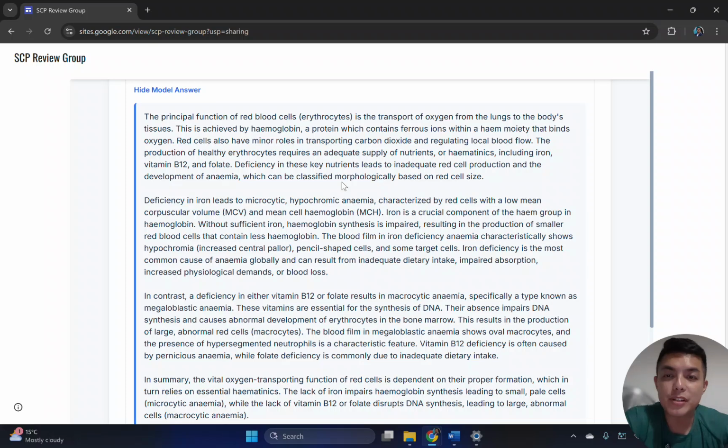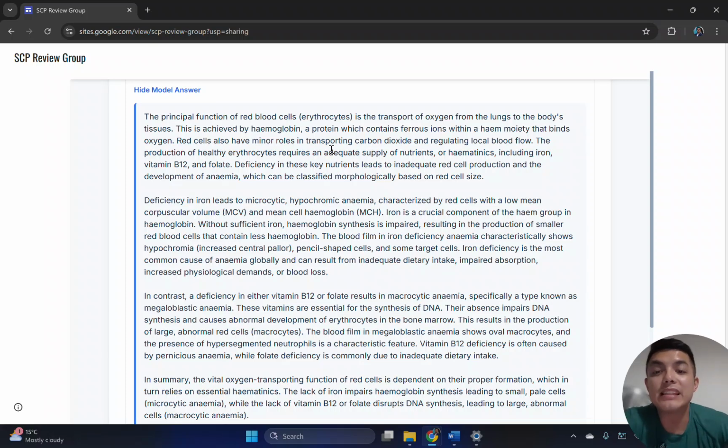So the principal function of red blood cells or erythrocytes is the transport of oxygen from the lungs to the body's tissues. Now, this is achieved by hemoglobin, a protein which contains ferrous ions with a heme moiety that binds oxygen. So, red cells also have minor roles in transporting carbon dioxide and regulating local blood flow. The production of healthy erythrocytes requires an adequate supply of nutrients or hematinics, including iron, vitamin B12, and folate.